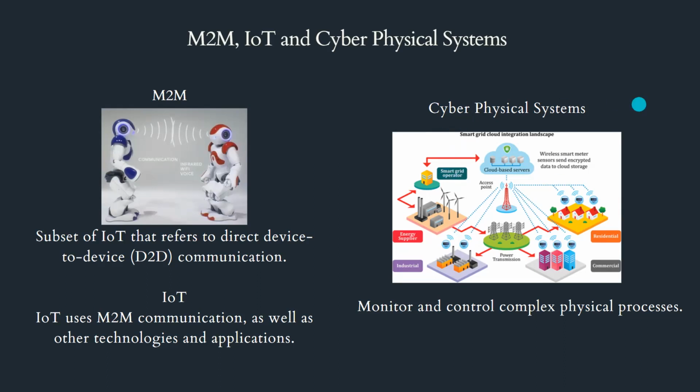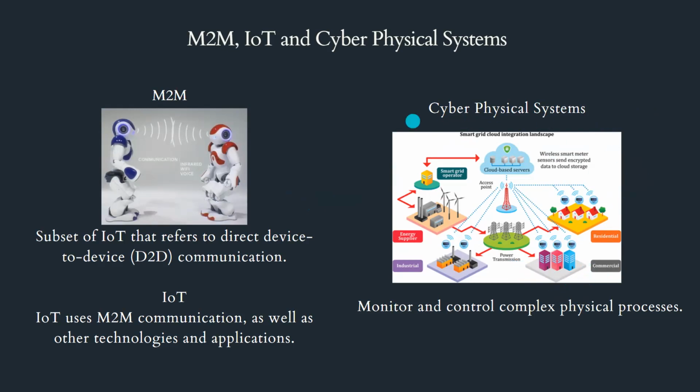When you talk about cyber physical systems, they are much more enhanced than IoT and M2M, whereas cyber physical systems are systems that are available at the edge of the network.